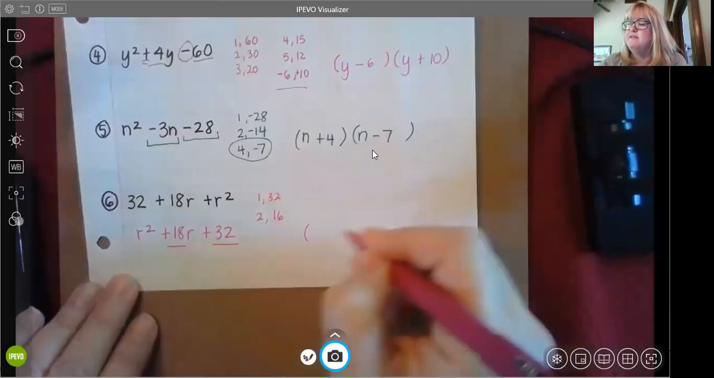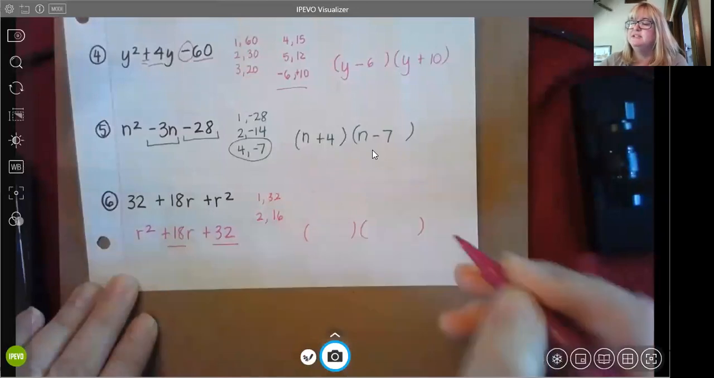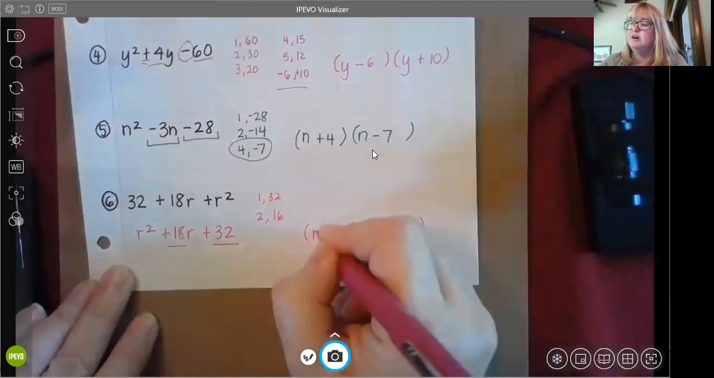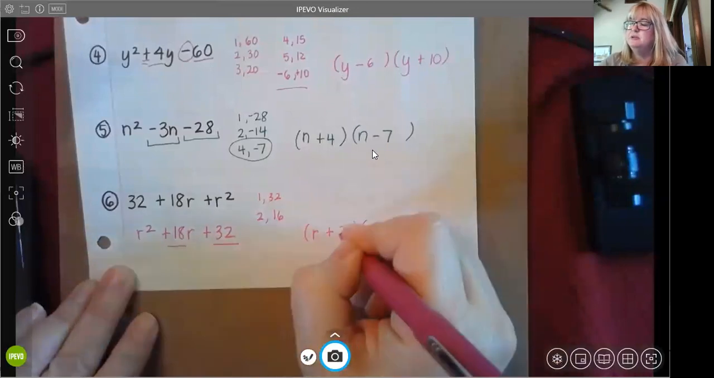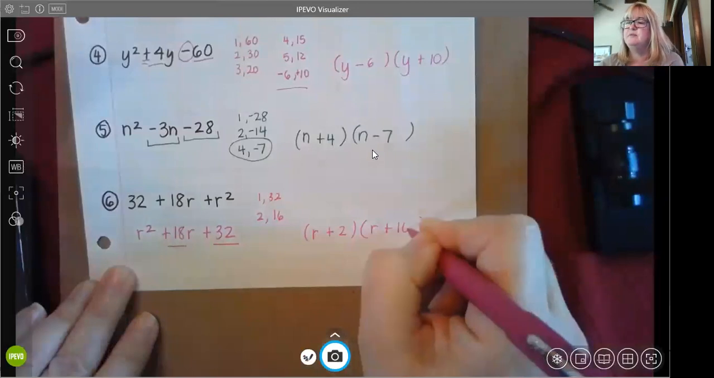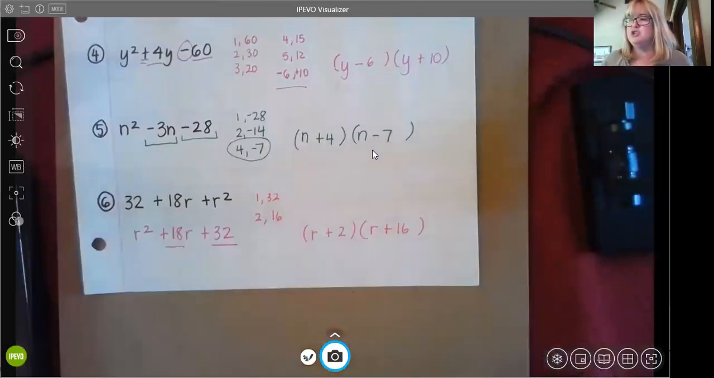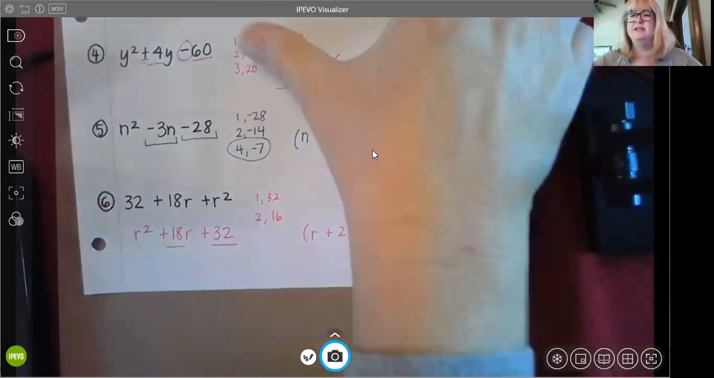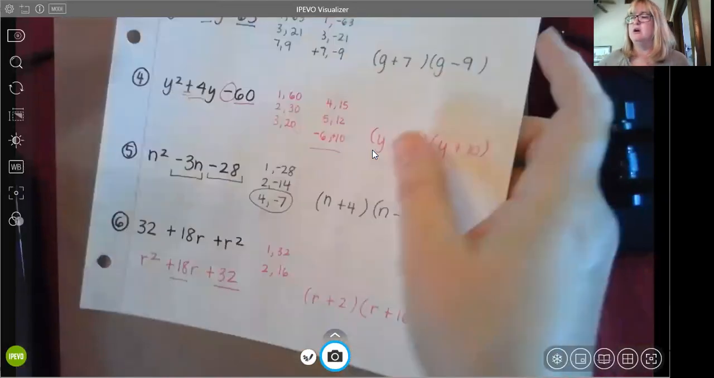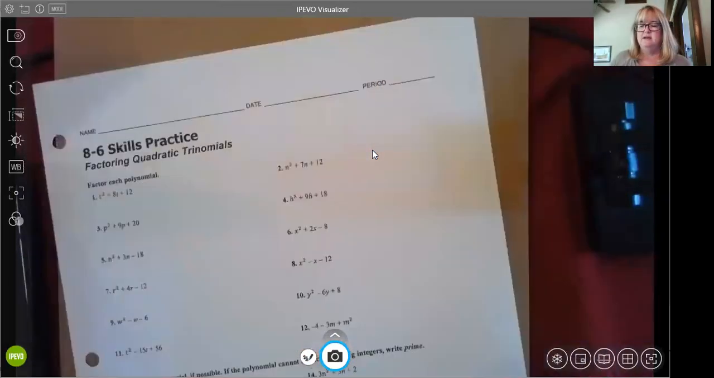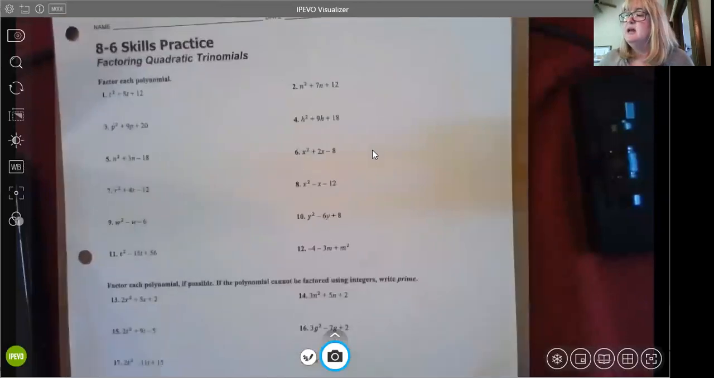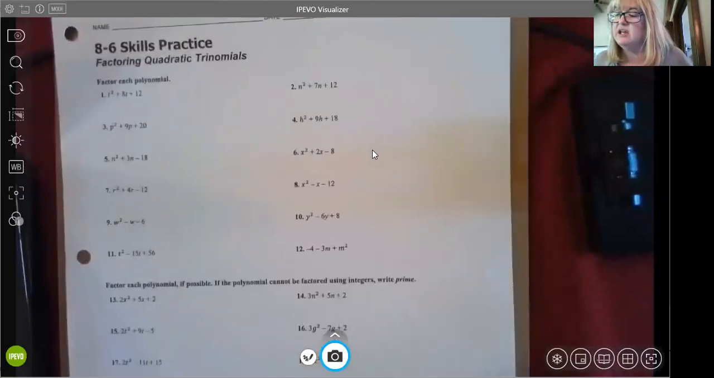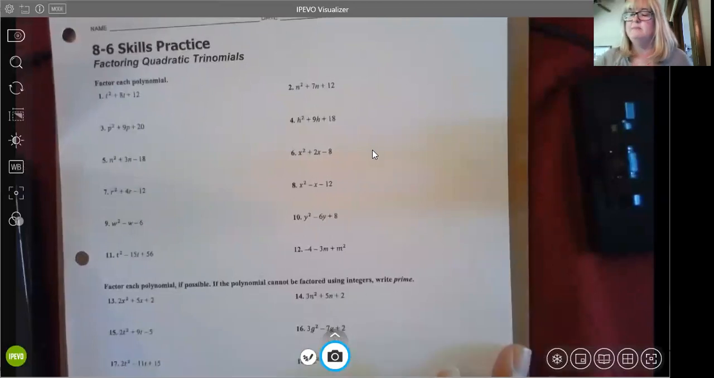I know that my first term is r squared, so it's going to be r times r. I know they're both positive, so it's plus 2 plus 16. All right, that was a crash course, crash practice on this. So let's look at our assignment. And we'll just do a couple of these because I think it is one of those things that takes practice. So let's look at number 9.